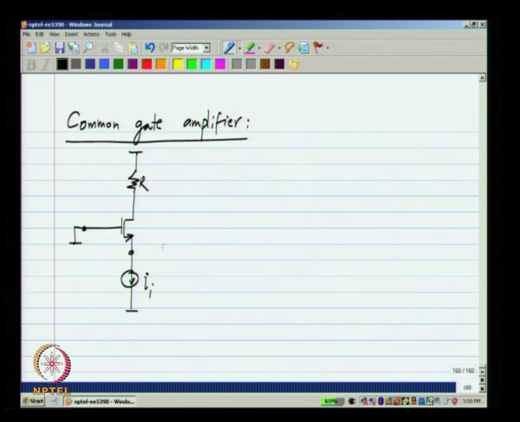Now, what is the functionality of the common gate amplifier? It is a current buffer with the output current IO equals II. It is a current buffer with unity gain. Now, what is the use of such a thing? What it does is to take a potentially bad current source and turn it into a better current source. So, that we can look at by examining the input and output resistances.